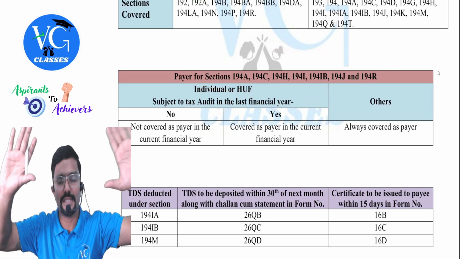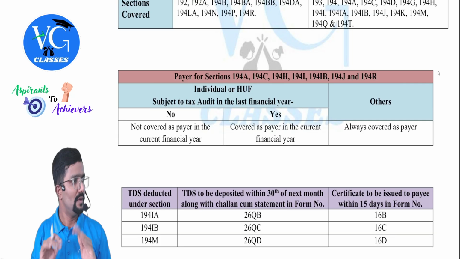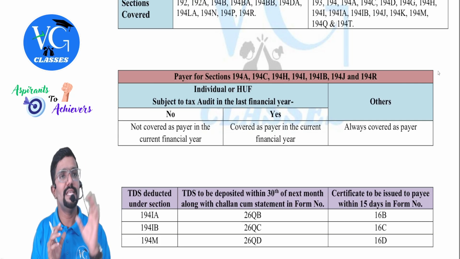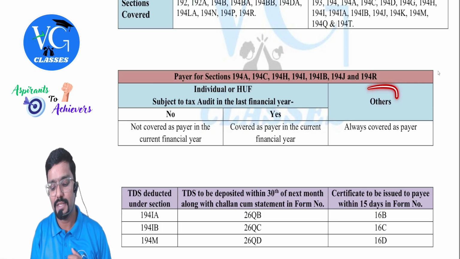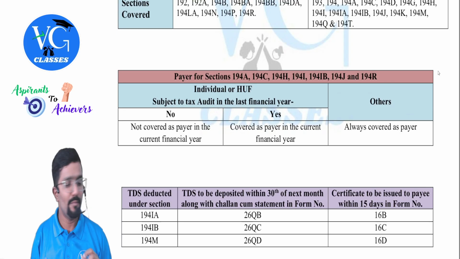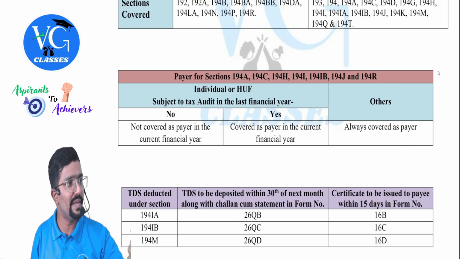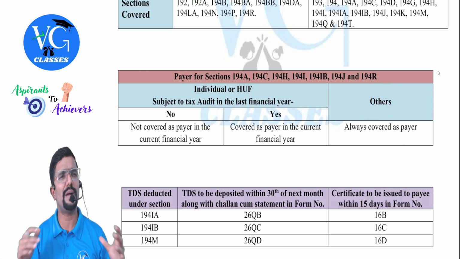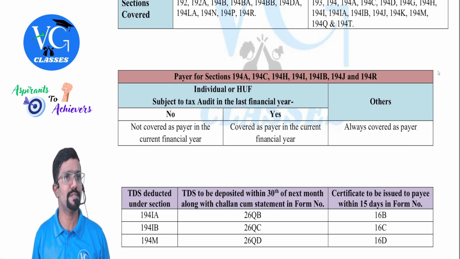So for these sections, who is payer? I am explaining. Listen, simple. First check who is the payer. Who is the actual payer? Is it an individual or HUF? Take them separately. If there are others, they are always covered. Okay, payer for TDS purpose I am talking about. If the person who is paying is others like company, partnership firm, AOP, BOI and all, they are always covered as payer for TDS.